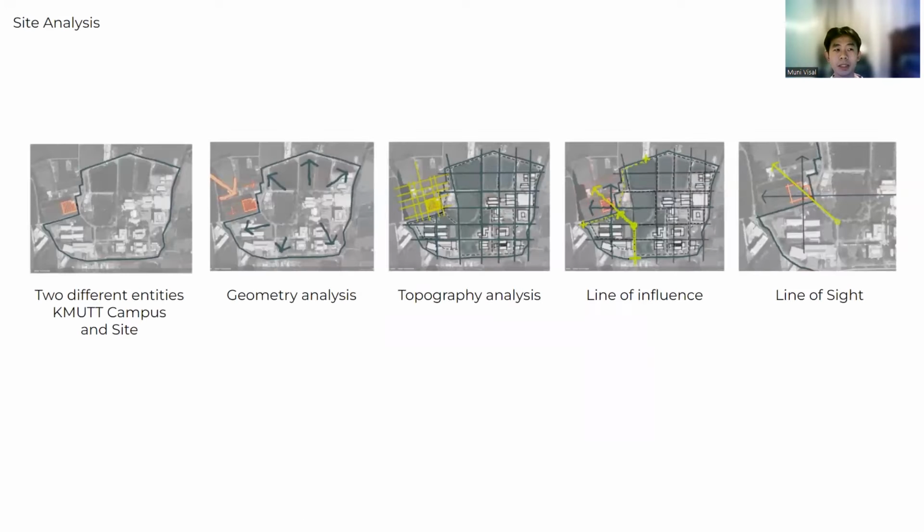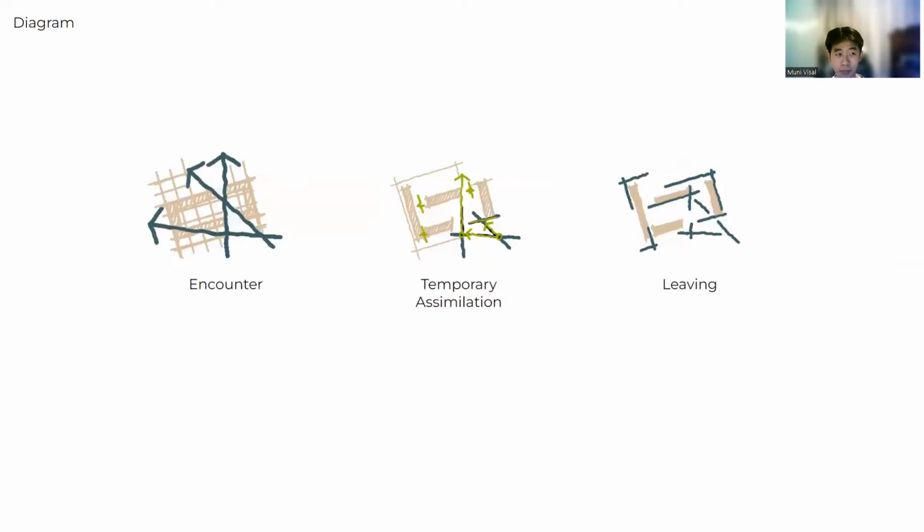For the concept, we did site analysis by comparing two different entities, the community campus and our site. For the diagram, we first start with the encounter, where we have a triangular shape trying to fit in. The temporary assimilation is the process of fitting into the rectilinear shape. And leaving refers to the after effects and represents students leaving the university dorm and continuing further with their life.